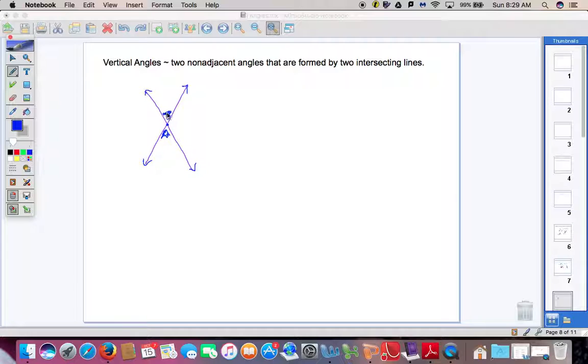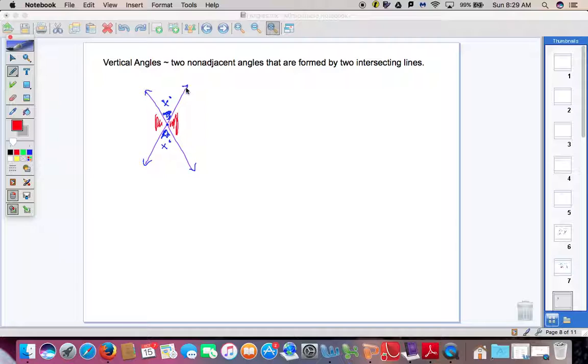Always. They're formed by two non-adjacent angles that are formed by two intersecting lines. So if this angle over here was x degrees, then this angle down here is x degrees. Okay? Now how many pairs of vertical angles are formed by two intersecting lines? Well, we've got these angles here, and you have these angles here. Those angles are also vertical angles. So whenever you have two intersecting lines, two pairs of vertical angles are formed.